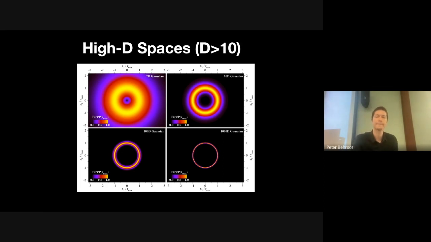Okay. So that's an interesting thing: there's almost no probability at the center because there's almost no volume at the center of high dimensional distributions. Okay.